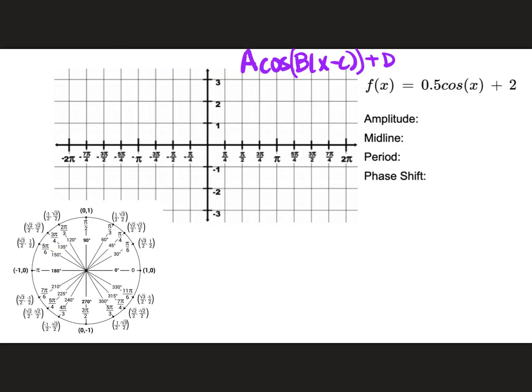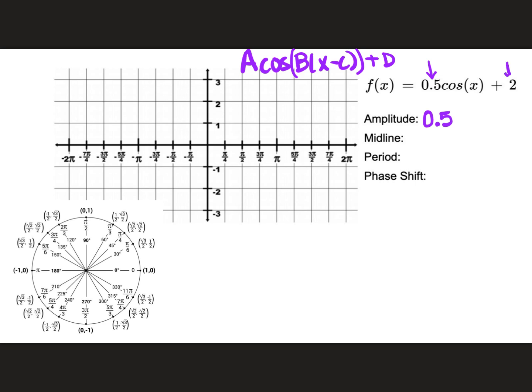Okay, this should be the first example in your notes on the cosine side. So we have our function a cosine b times x minus c plus d. And we have already talked about this with the sine function. The a out here in the front is going to cause a vertical stretch or compression. Specifically for this function, that means it's going to change the amplitude. So our amplitude is going to be 0.5. Made it a little bit shorter.